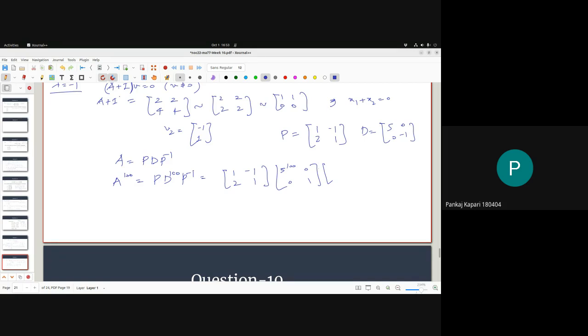For finding the inverse of P, what you do? You have 1, 1, and this will be 1, 1, minus 2, and then divide by the determinant. What is the determinant? It is 3. So this is 1 by 3. Okay, so what is this product?